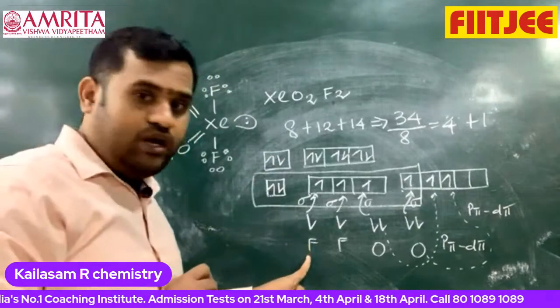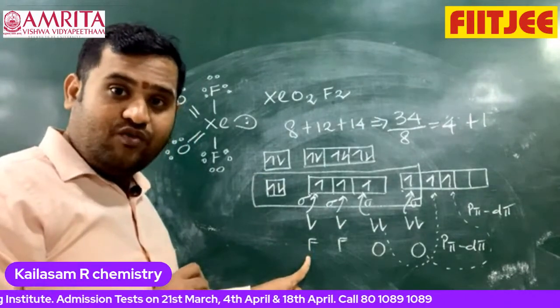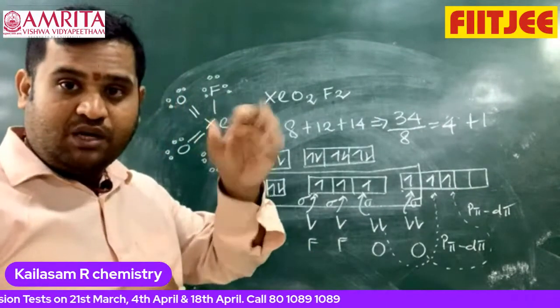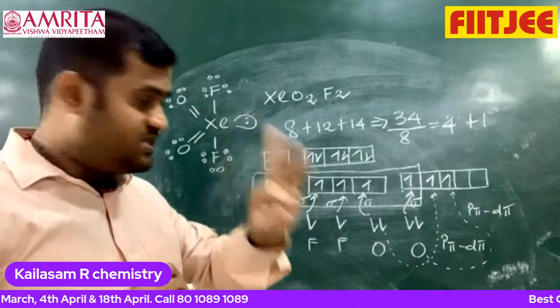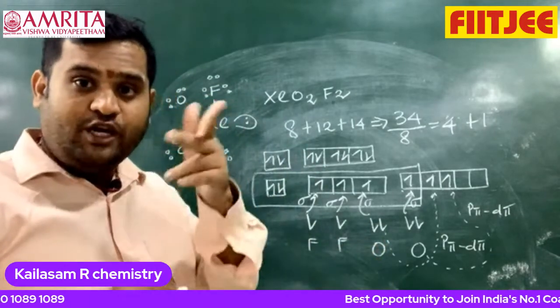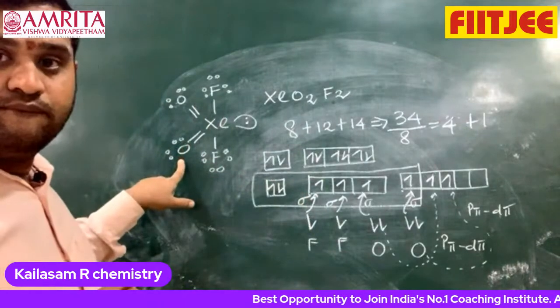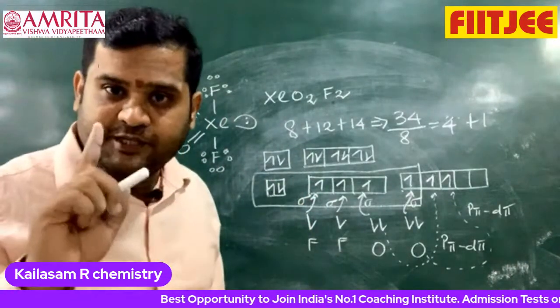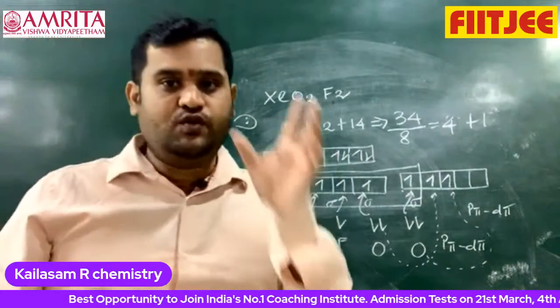Because fluorine is s2p5, that means 1 electron takes part, so 3 lone pairs are present. Oxygen is s2p4, therefore 2 are involved and the remaining 2 are lone pairs. Are you able to follow? This is what they will ask from the examination point of view.